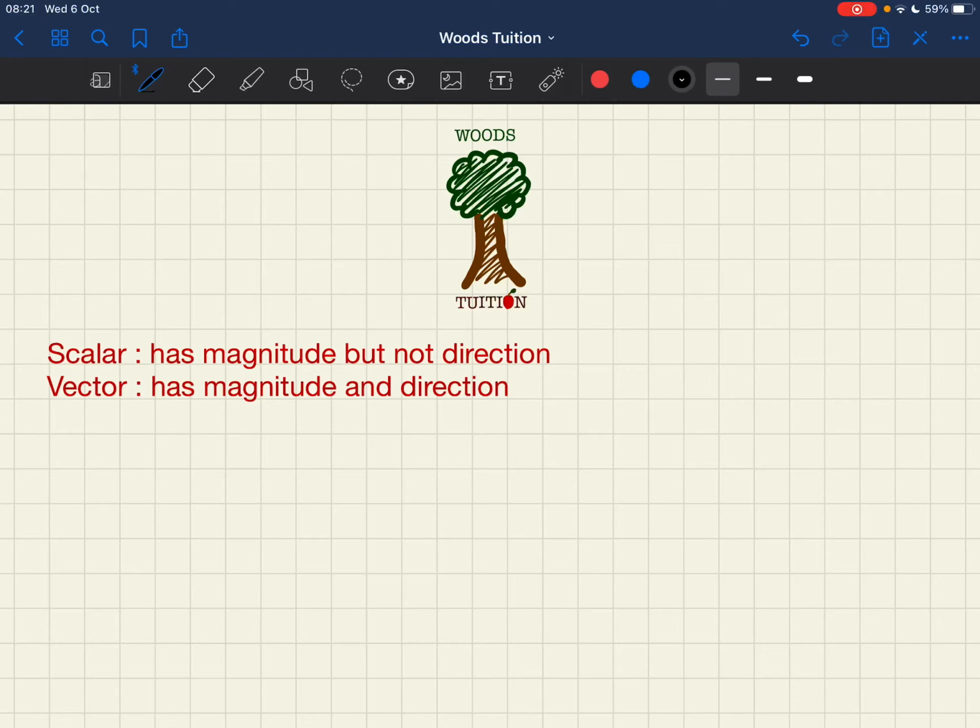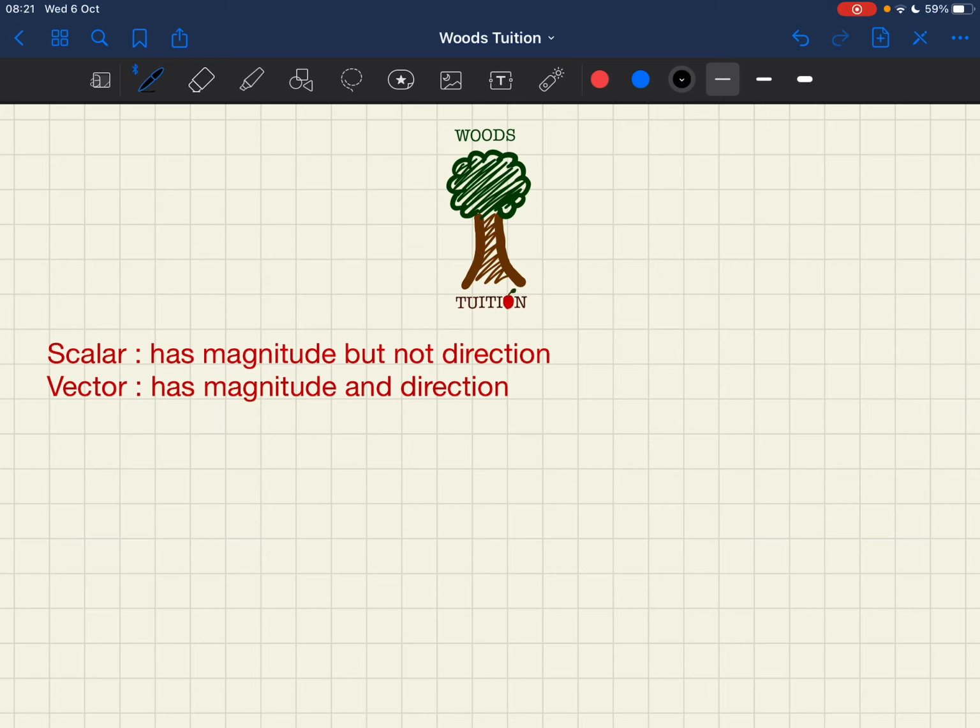Hello, so today we're going to be talking about vectors. I'm going to draw your attention first to these definitions. The first one is a scalar, and a scalar is something that has a magnitude but does not have a direction. And then the other one, it's not quite the opposite, is a vector. It has a magnitude and a direction.